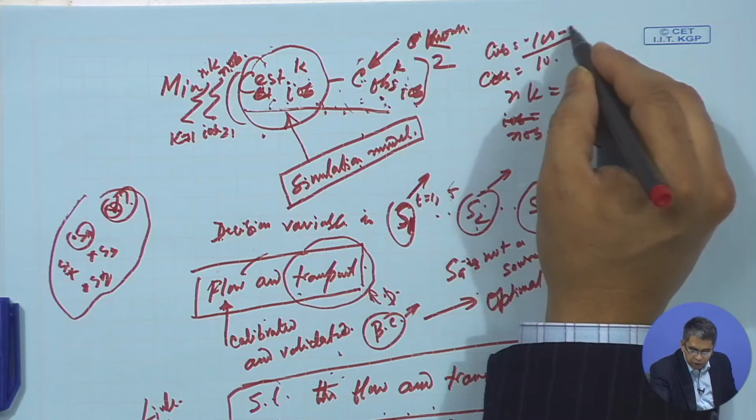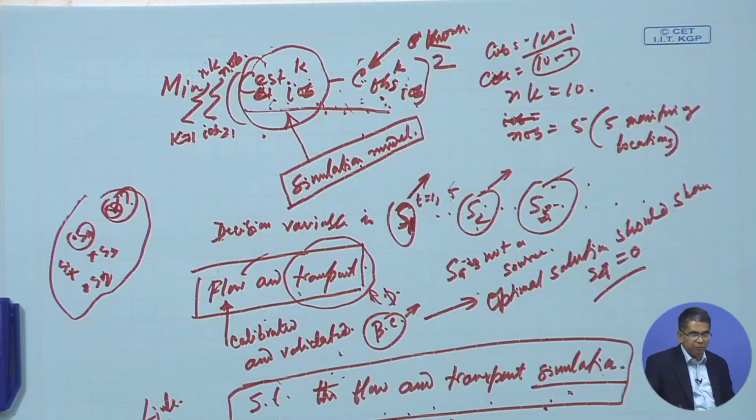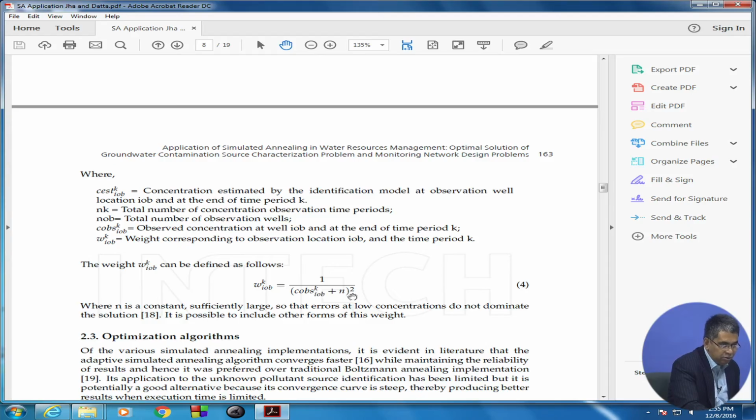So, an error of 1 in 100 is nothing, but an error of 1 in 10 is actually something like 10%. Therefore, we generally divide by the quantity C observed plus n, so that if C observed equals 0, it does not become 0. n is a small number so that it never becomes 0. 1 by 0 is of course indeterminate. To prevent that, we add a small number over here, so that this never becomes 1 by 0. That is the whole idea. It increases the efficiency of the model. Otherwise, it will be a wrong kind of fitting.